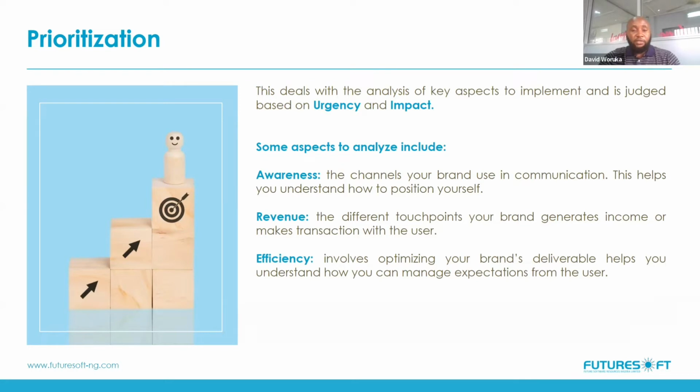So you can prioritize those and put them into development first, so that the project can start working while you're iterating to modify and add every other thing that may not be urgent in the moment, and whose absence would not impact the product negatively. And some aspects to analyze for this are, first of all, the awareness, the channels people use to get in contact with this product. Then you also have to look at the revenue. How does this product make money?